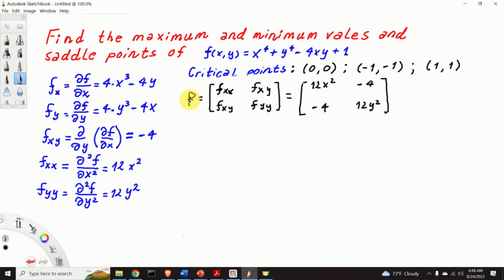The next step is to determine the determinant of this matrix. Obviously, the determinant of this matrix, I will denote it like this since it depends on x and y, is equal to, let's see, I have 12x squared multiplying 12y squared, that's 144 multiplying x squared times y squared. And what do I have over here? I have minus 4 multiplying minus 4, that's 16. I have minus 16. And that's the determinant.